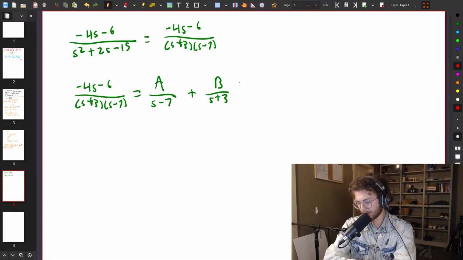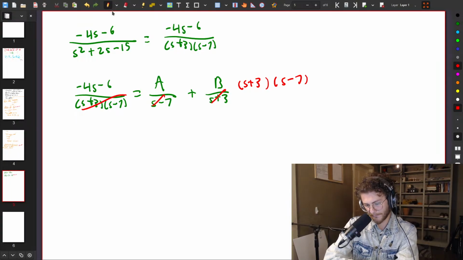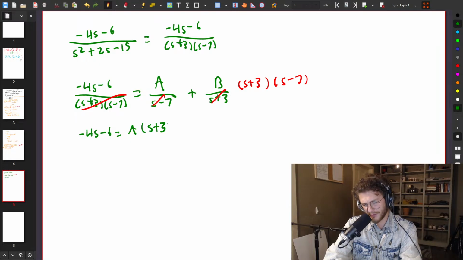All right, so multiplying both sides by s plus 3 times s minus 7. Going to cancel that s plus 3 and that s minus 7 on the bottom to get us our form that we can use to find these variables. Negative 4s minus 6 equals A times s plus 3 plus B times s minus 7.